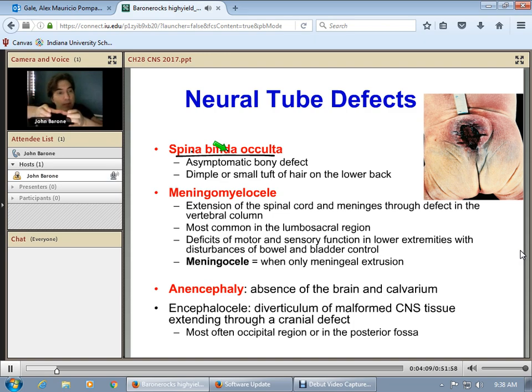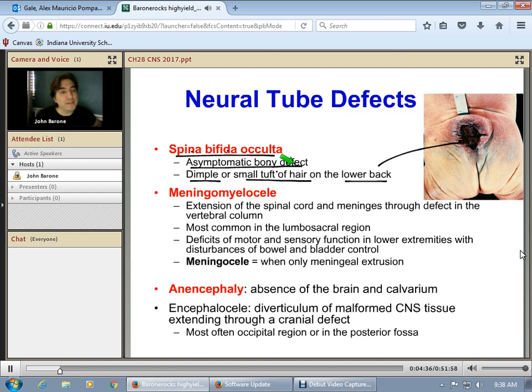Now it's occult. It's occult because the spinal cord and meninges are still inside. The clue you may get is a dimpling or a small tuft of hair on the lower back. So this lower back area has been opened here, but you can have a dimpling, a depression with some hair. That would be classic. Now, good news, it's usually asymptomatic because the spinal cord is still inside the bony canal.